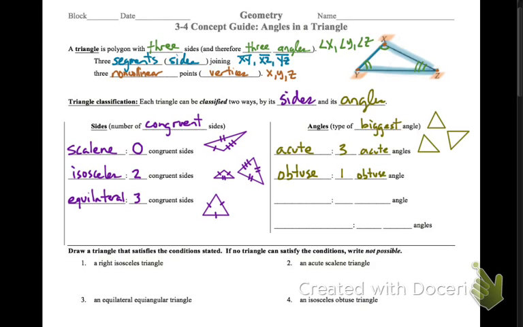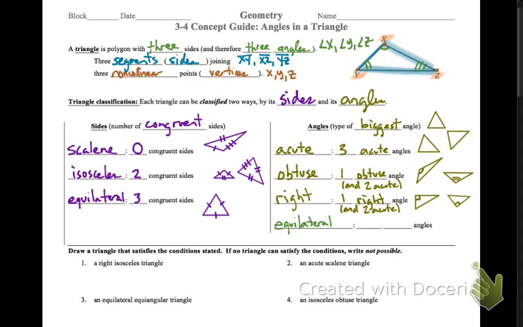An obtuse triangle is where there's 1 obtuse angle. If you think about it, there can only be 1 obtuse angle. But we'll get more into that in just a little bit. And so if there's 1 obtuse angle, there's 2 acute angles. A right triangle is one where there's exactly 1 right angle and then 2 acute angles. Okay? So an obtuse triangle has only 1 obtuse angle, and a right triangle has only 1 right angle. Every triangle has at least 2 acute angles.